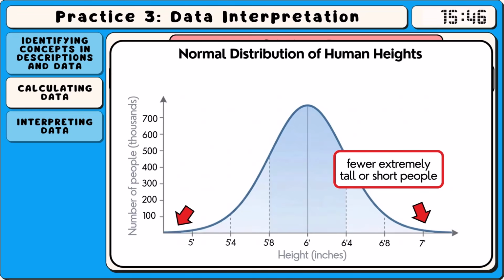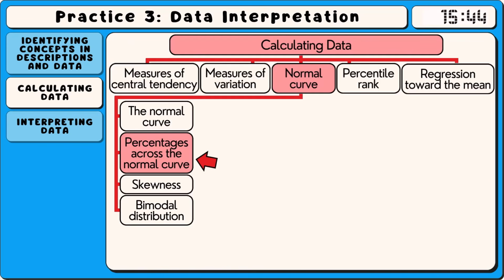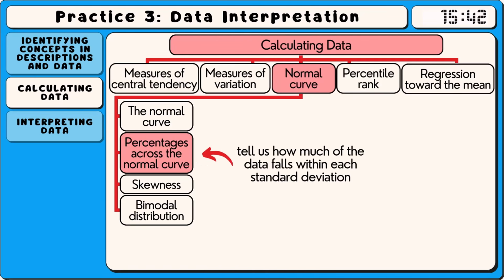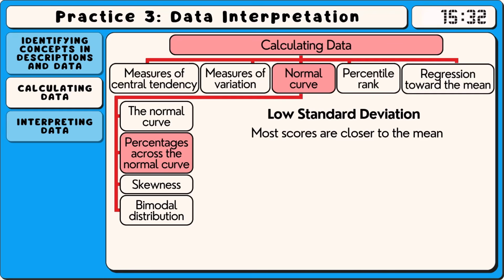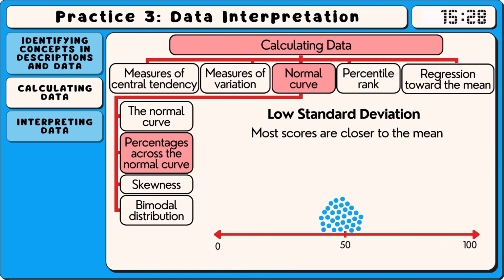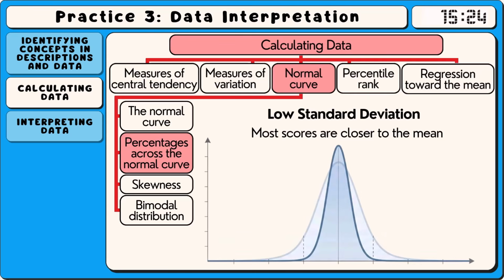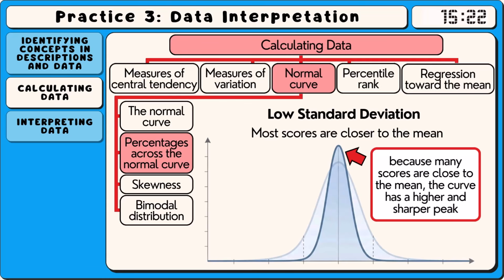Now let's move on to percentages across the curve, which tell us how much of the data falls within each standard deviation. As a reminder, standard deviation is a measure of how spread out numbers are in a data set. A low standard deviation means most scores are close to the mean. Earlier, I depicted this as blue dots clustered near the middle of the x-axis. On a bell curve, it looks like this. Because many scores are close to the mean, the curve has a higher and sharper peak.